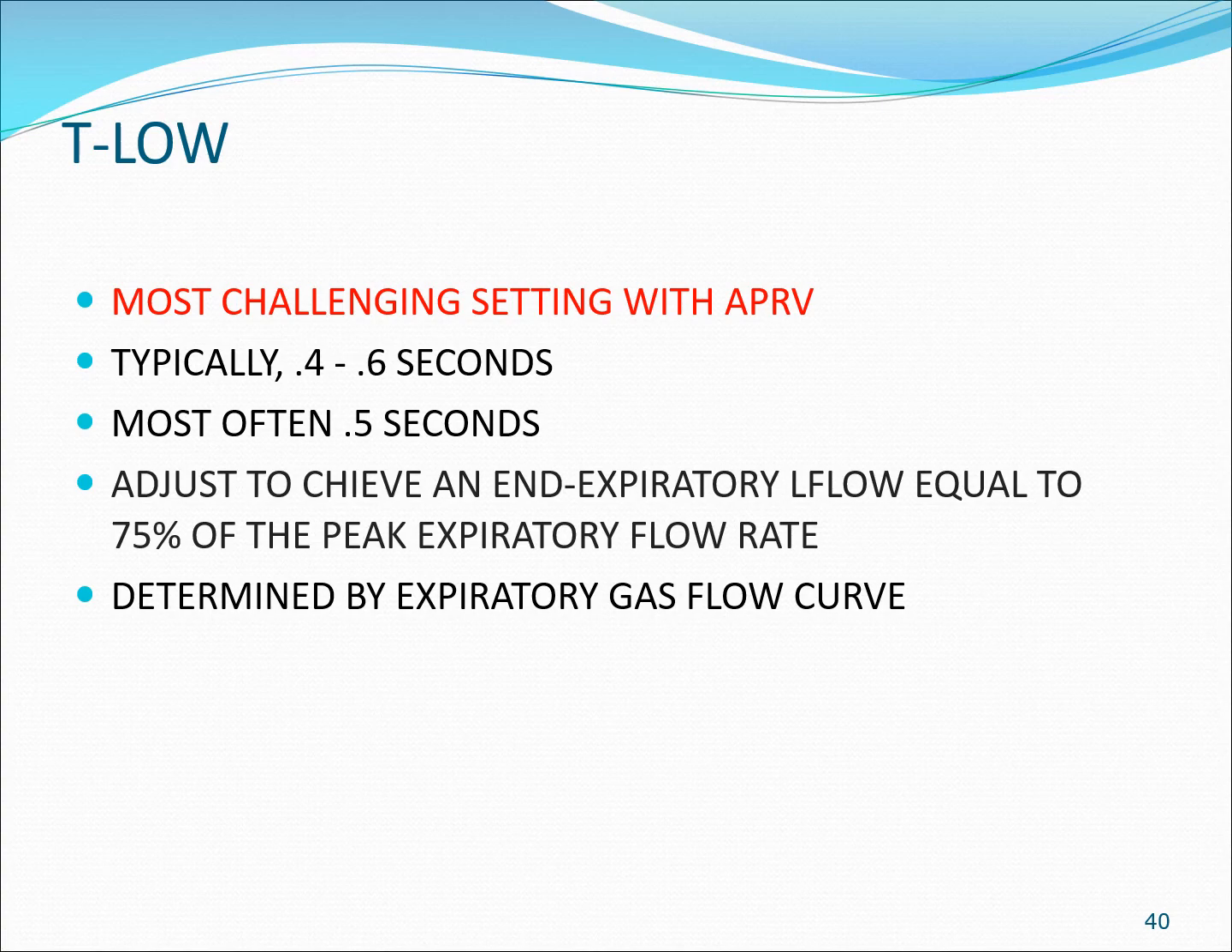T low is a very, very important setting on APRV. It's the most challenging setting because it takes a little clinical intervention to figure out what it is. Typically, it's anywhere from 0.4 to 0.6 seconds, and most often it's around 0.5 seconds. The point of T low is that it's actually inadvertent PEEP. So when you think about PEEP with APRV, what setting is appropriate for a PEEP? T low. Not P low.